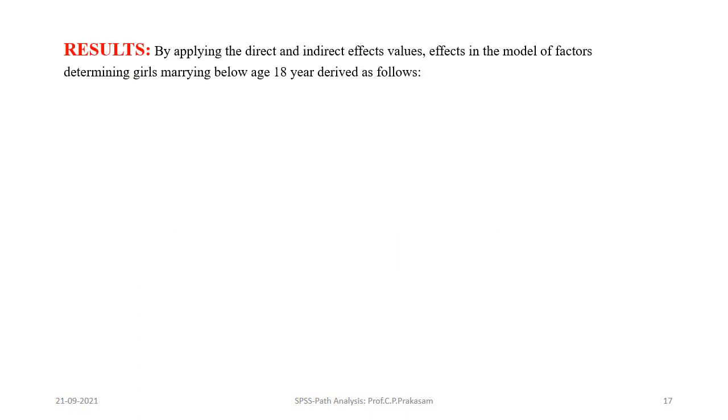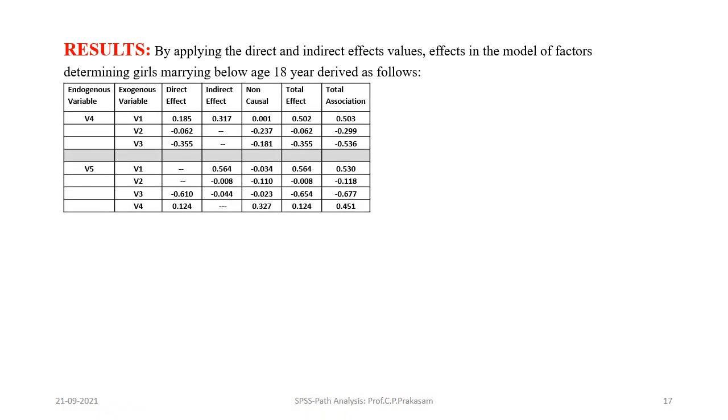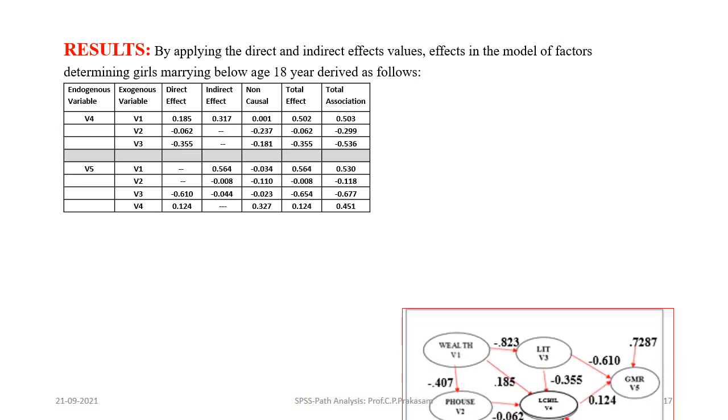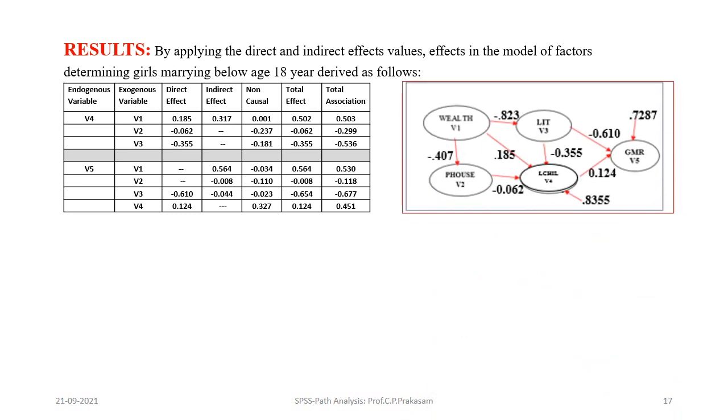Now we will come back to the results. By applying the direct and indirect effect values, the model effect for determining girls marrying below age 18 is derived as follows. As you have seen earlier, this is given for explanation purposes. This is the diagram, from which we have already derived the results. Then what conclusions can we draw? The conclusions are here: the causal factors influencing low age at marriage.